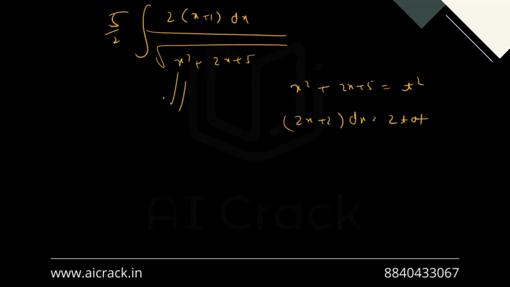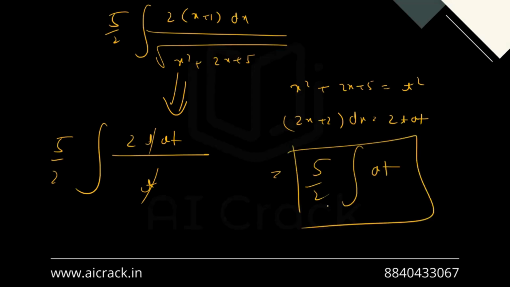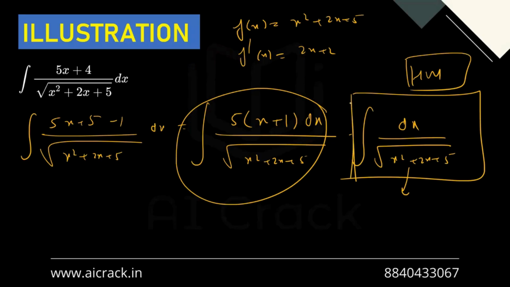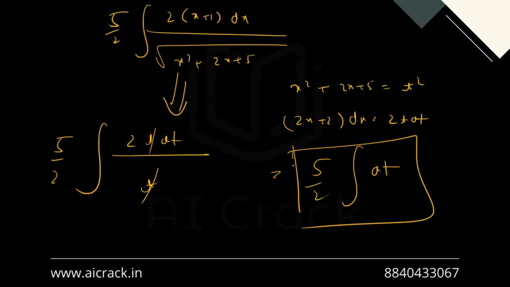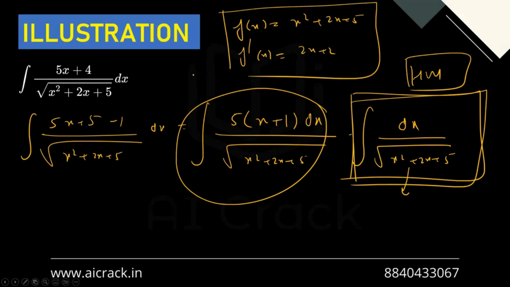So what we have got, 5 by 2, this becomes 2t dt divided by under root t square, that is t. So t gets cancelled out. So ultimately what we have got is 5 by 2 integral dt. Very simple, right? So we have got two parts. The first one is this part, that is our homework, and the second one is this part, right? Very simple, right? So you have to do this in 2 steps according to this particular method, right?